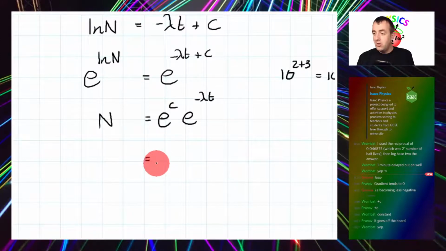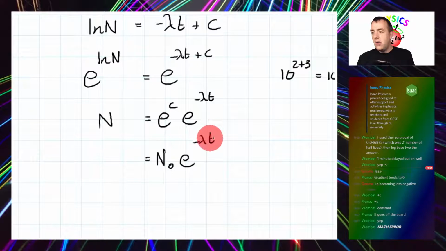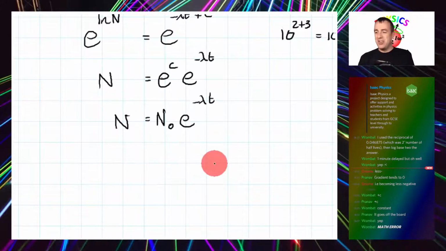I'm not a mathematician. So, e to the power of c, I'm going to call that N0, the number we had, what N equaled when t equals 0. And that's it. This is our expression.